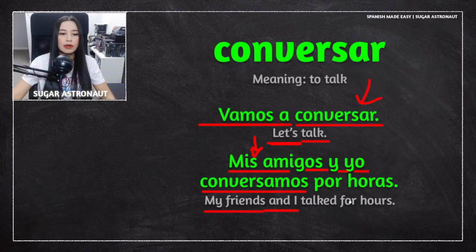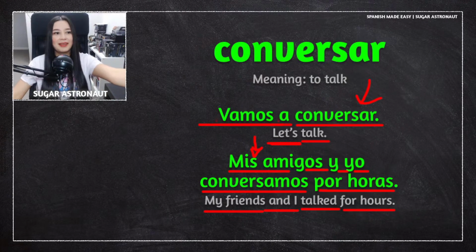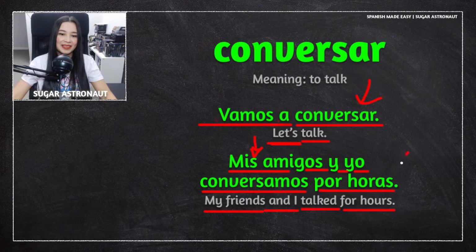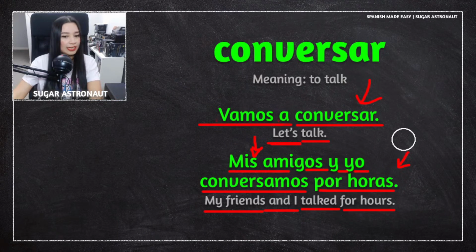conversamos, talked, por horas, for hours. Por horas is a common expression that means for hours, when you do something for a long time. You can use this expression for that, por horas, okay? So the literal translation is for hours. Horas, hours. Por, for. So por horas, for hours.